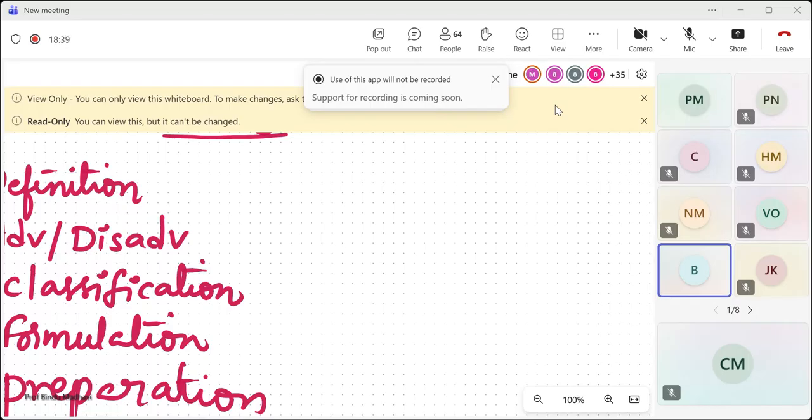You can do many modifications when you are manufacturing the tablets.